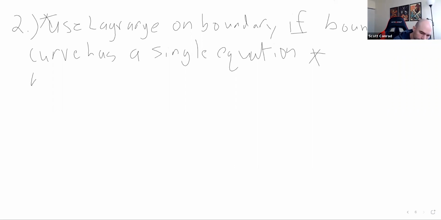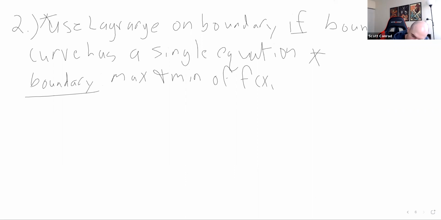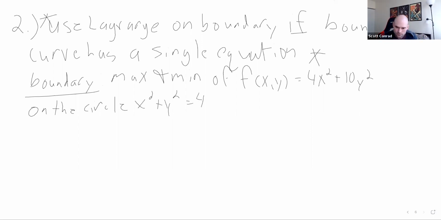So we're going to find the max and min on the boundary. So we're going to find the extreme values of f of x, y, which we said was 4x squared plus 10y squared, on the circle, this is the boundary, x squared plus y squared equals 4. Okay, so our f of x, y is 4x squared plus 10y squared. That's the function we want to find the extreme values of. And our g of x, y is going to be x squared plus y squared, and that's equal to 4. That's our constraint equation.